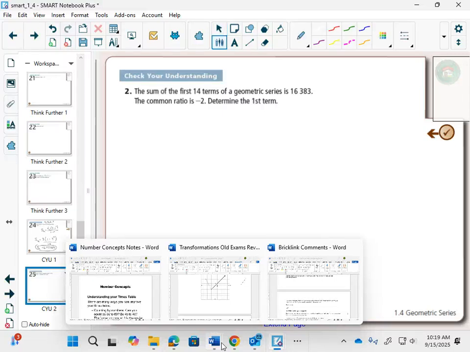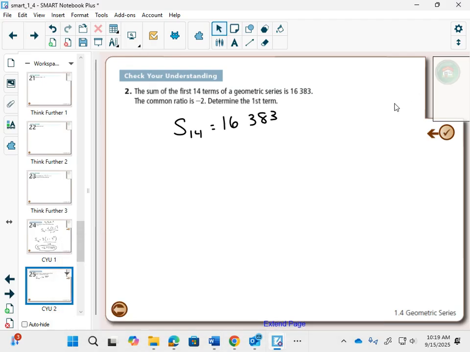The sum of the first 14 terms is 16,383. So sometimes what I do in situations like this is I write it out in mathematical notation. We're told that the common ratio, the R value, is -2, and we determine the first term.